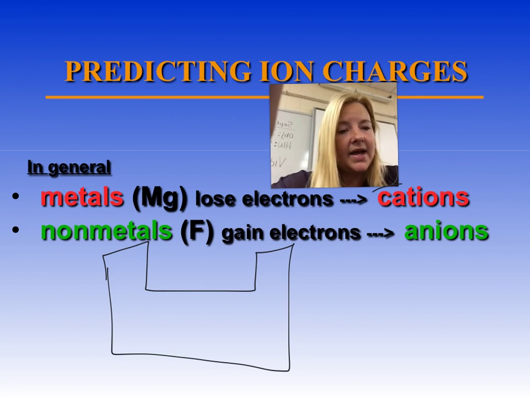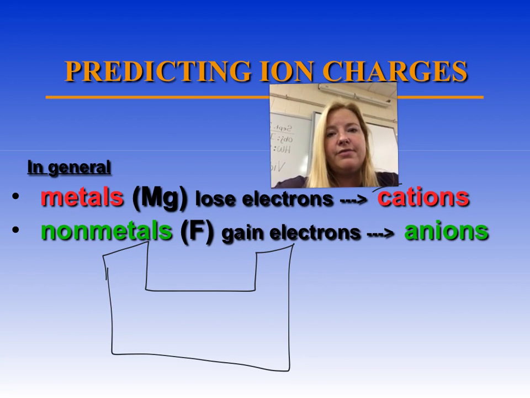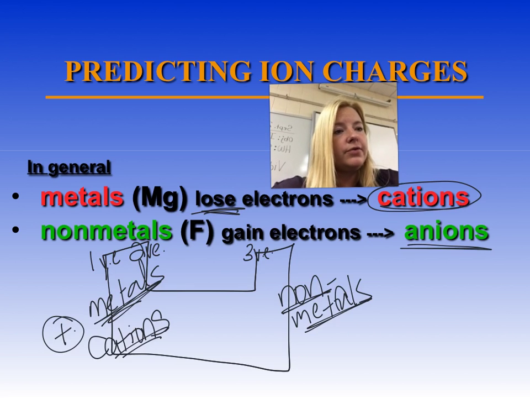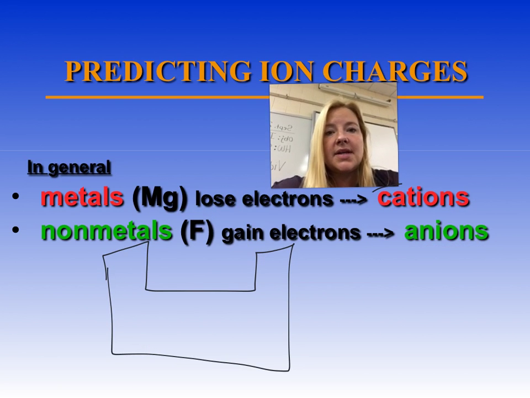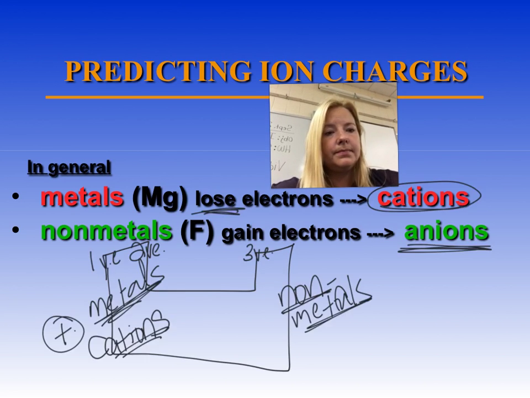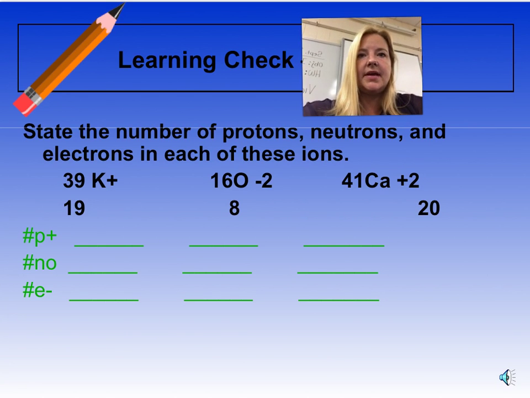So these guys on the left side tend to form positive ions or cations. On the right side are nonmetals. Because they already almost have a full orbital, they're going to form negative ions, and they're just going to gain 1, 2, or 3 extra electrons and be negative. Let's do some practice together next.